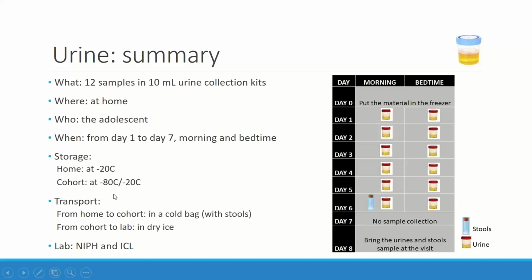And okay, the samples have to be transported, moved from home to the cohort. And for this, we have proposed you to use a cooler bag, okay? And it's important to ensure that this cooler bag keeps the samples frozen, okay? And finally, the samples, or part of these urine samples, will be sent to these 2 labs, Imperial College and NIPH in Norway, for the different measurements. This is the overall summary of the urine collection.